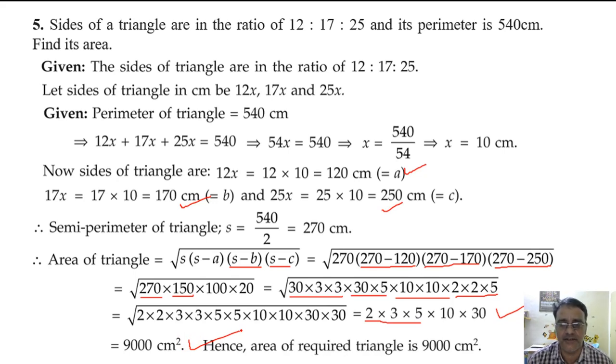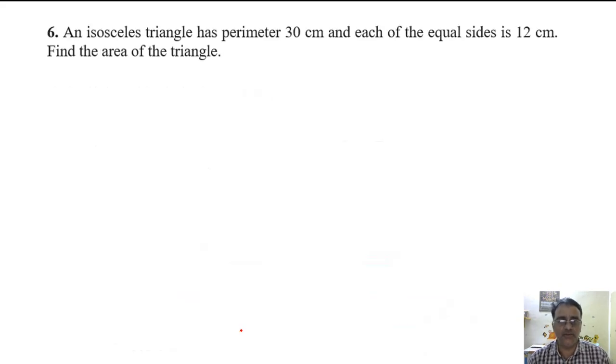Any doubt in this question? No, sir. Now, this is the last question of the exercise, I think the 6th question. An isosceles triangle has perimeter 30 centimeter and each of the equal sides 12 centimeter. Each of the equal sides, meaning two sides of this are 12 and 12. And perimeter is given. How will you find the third side?